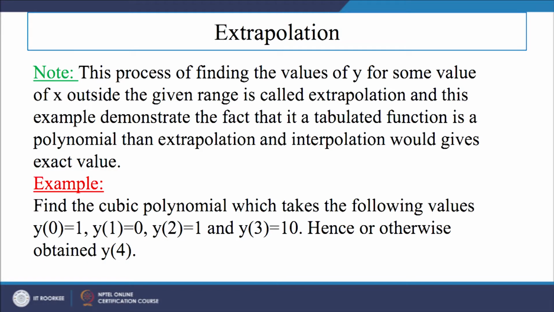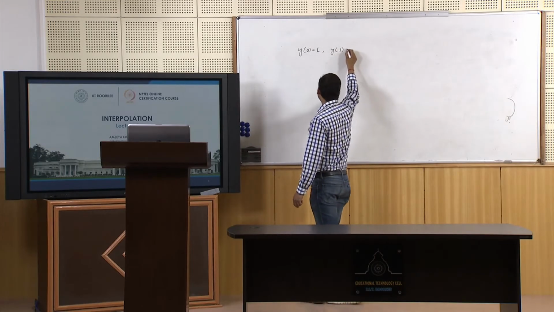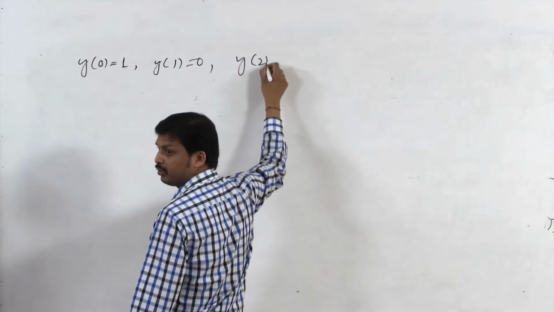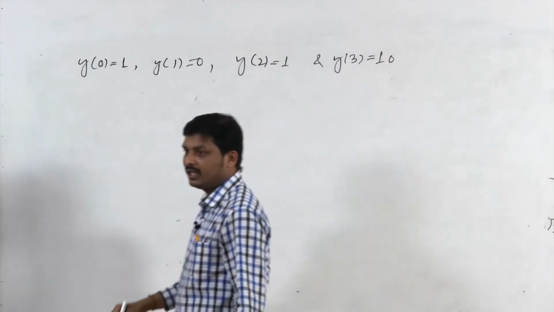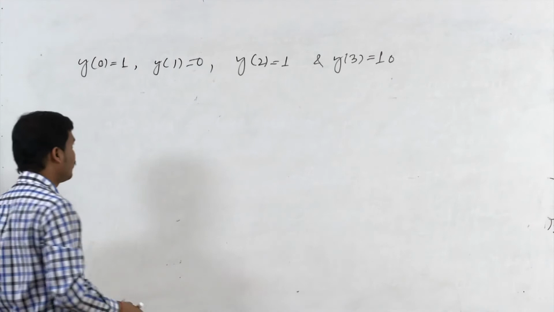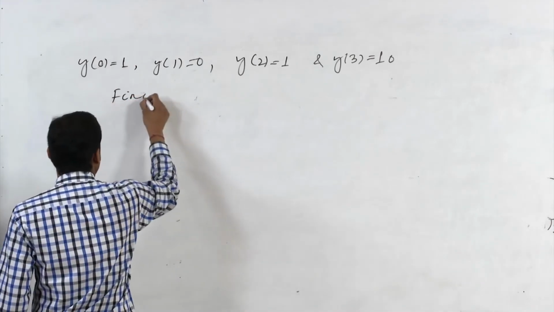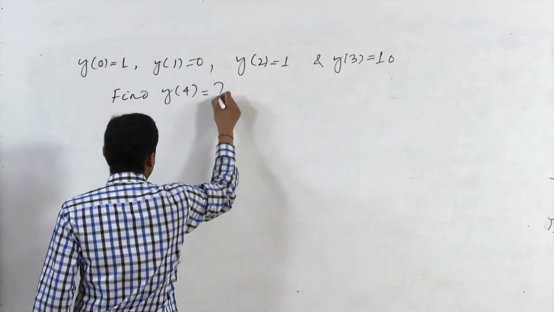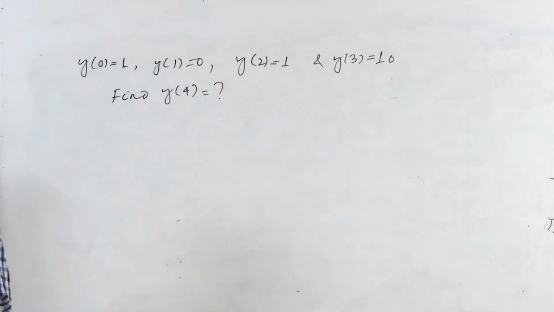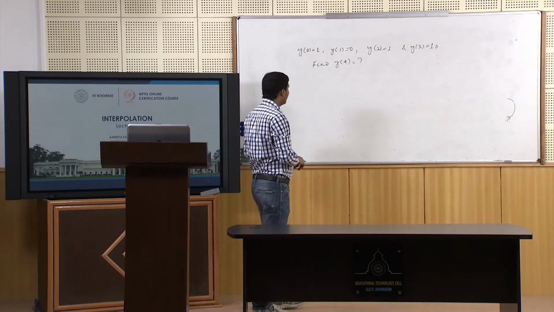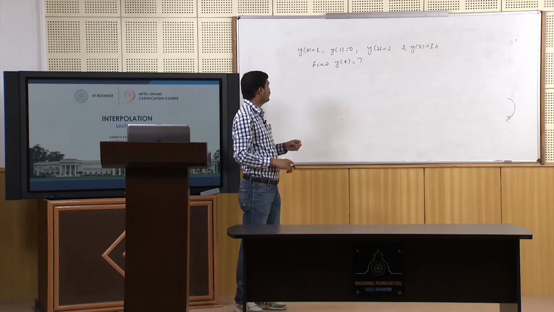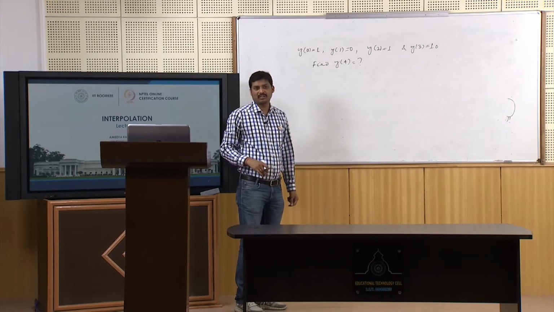Suppose the question asks: find the cubic polynomial which takes the values y of 0 equals 1, y of 1 equals 0, y of 2 equals 1, and y of 3 equals 10, and obtain the value of y of 4 here. Since 3 or 4 preceding values are known to us, we can use this extrapolation method to evaluate the value at the point 4 itself.